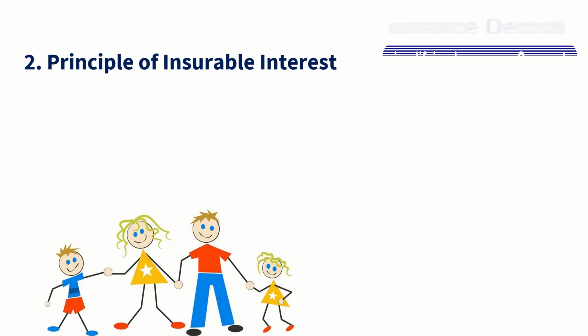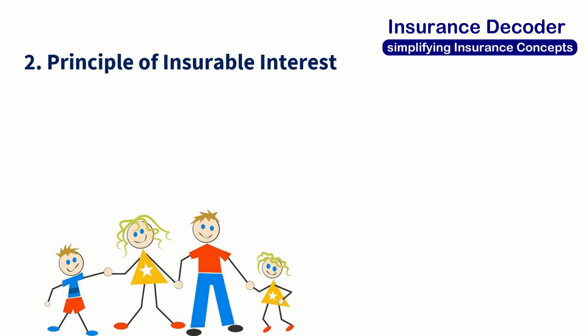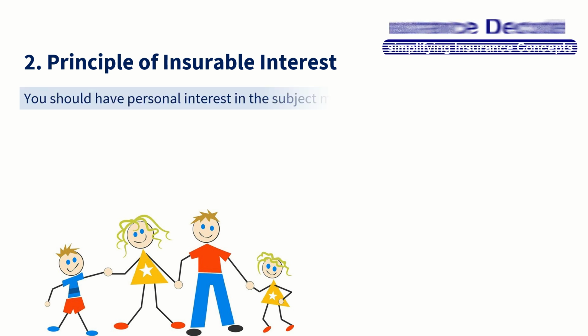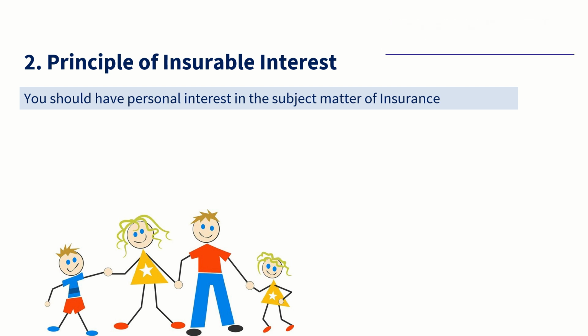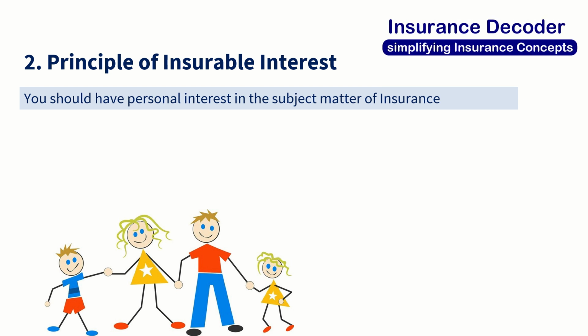The next principle, principle number 2, is the principle of insurable interest. According to this principle, you should have insurance only for the subject in which you have an interest. That means if you lose those persons or things, you have a direct loss.